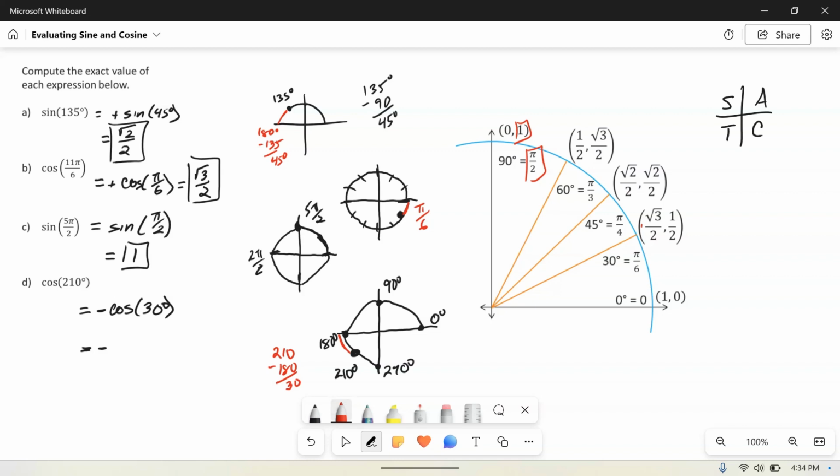So if we look back into our unit circle, we find our 30-degree angle, which is pi over 6, and we want to look at the coordinates, right? The terminal point, the coordinates for that point are square root of 3 over 2, comma 1/2. And for cosine, remember cosine is the x-coordinate. So the cosine of 30 degrees is square root of 3 over 2. And so when we get our final answer, the cosine of 210 degrees is negative, because it's in the third quadrant, negative square root of 3 over 2.